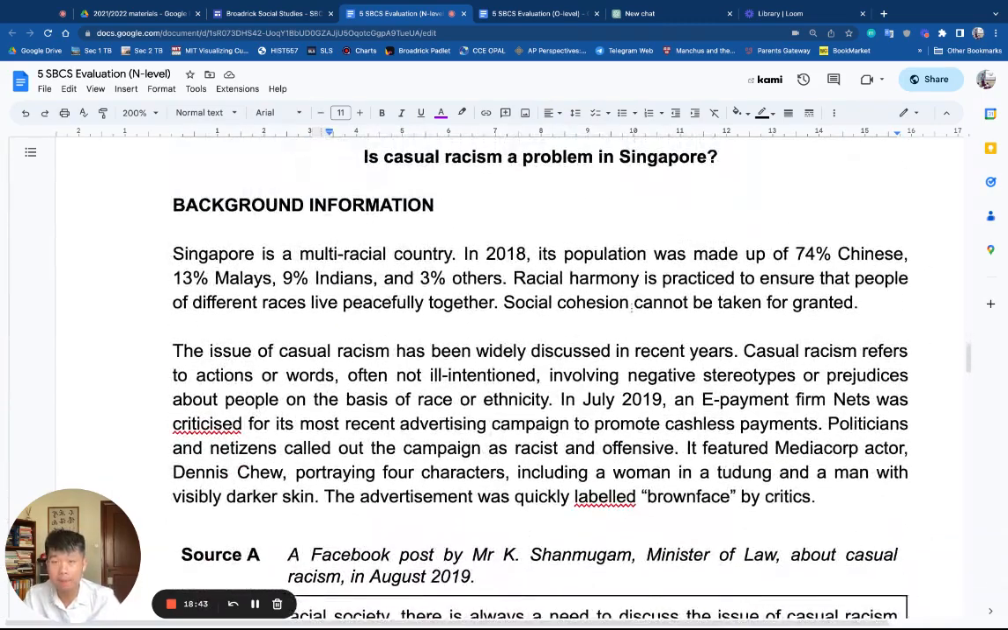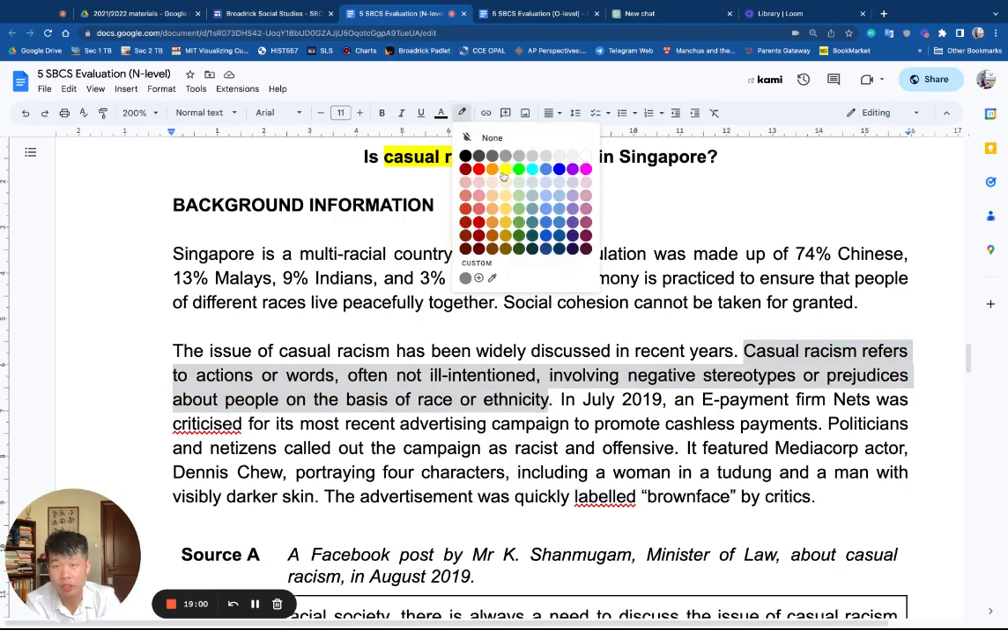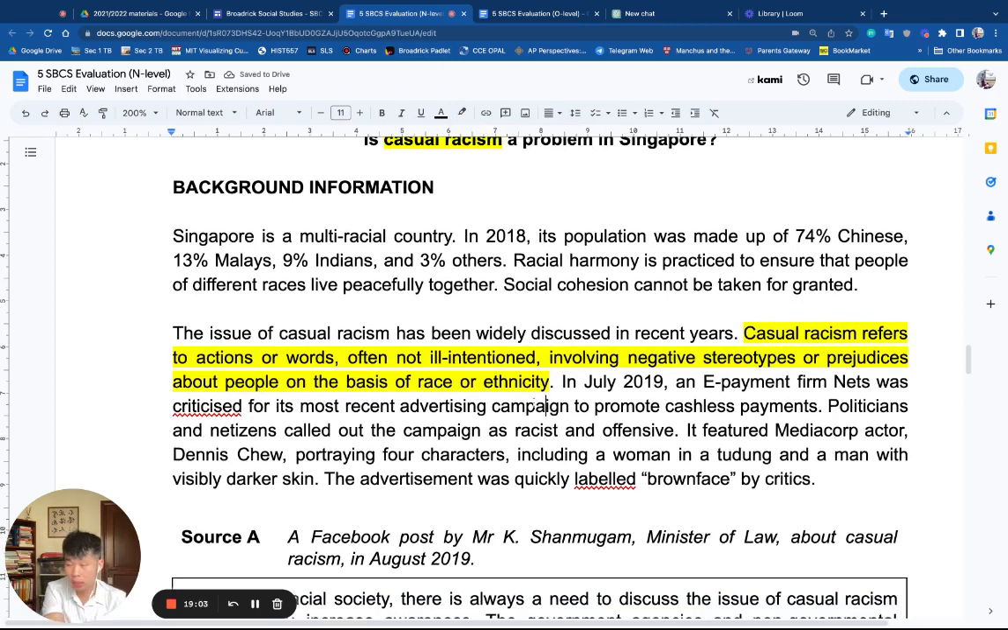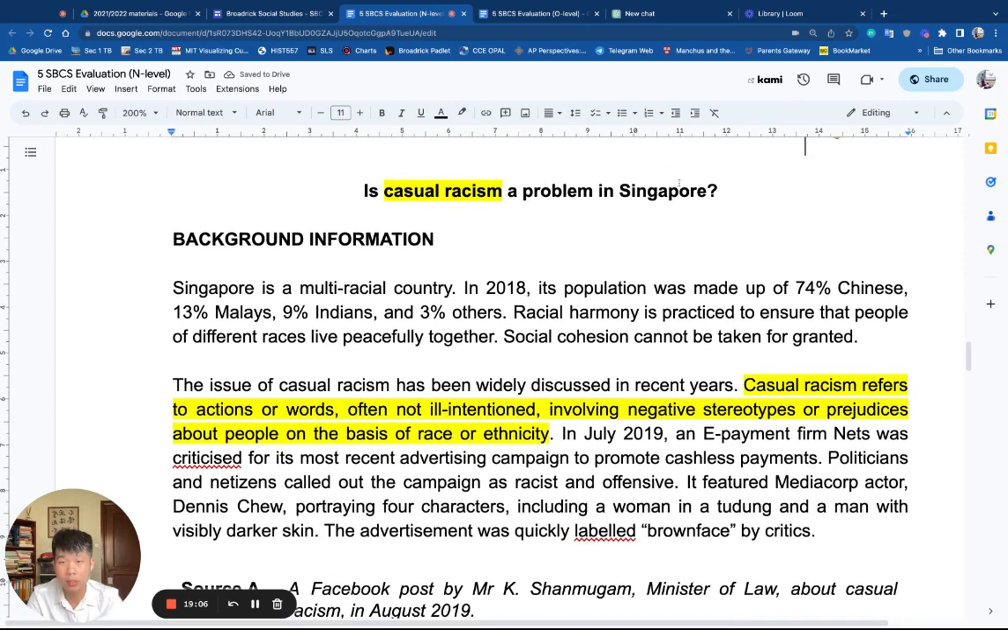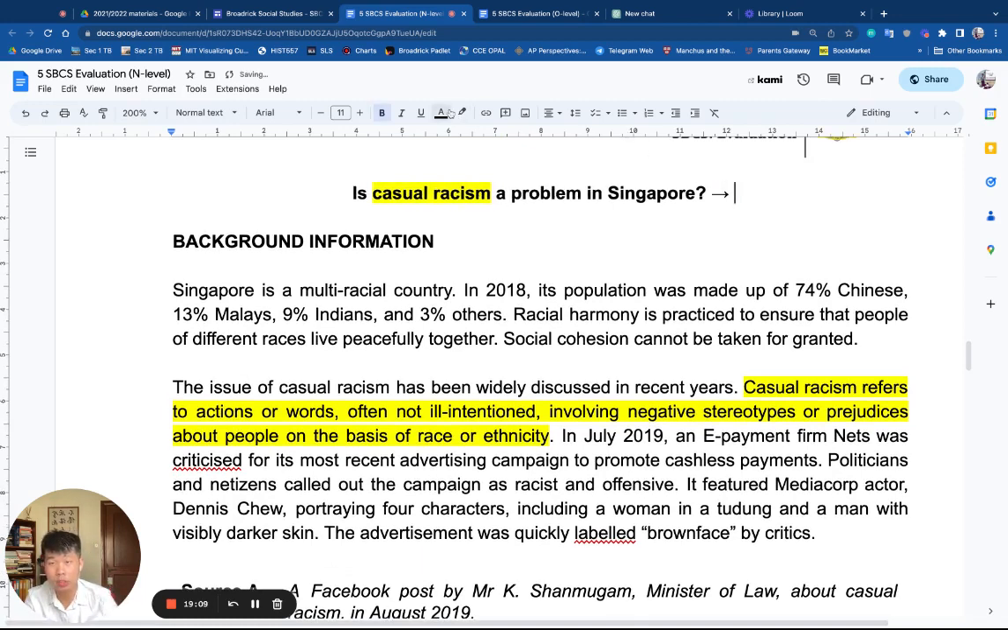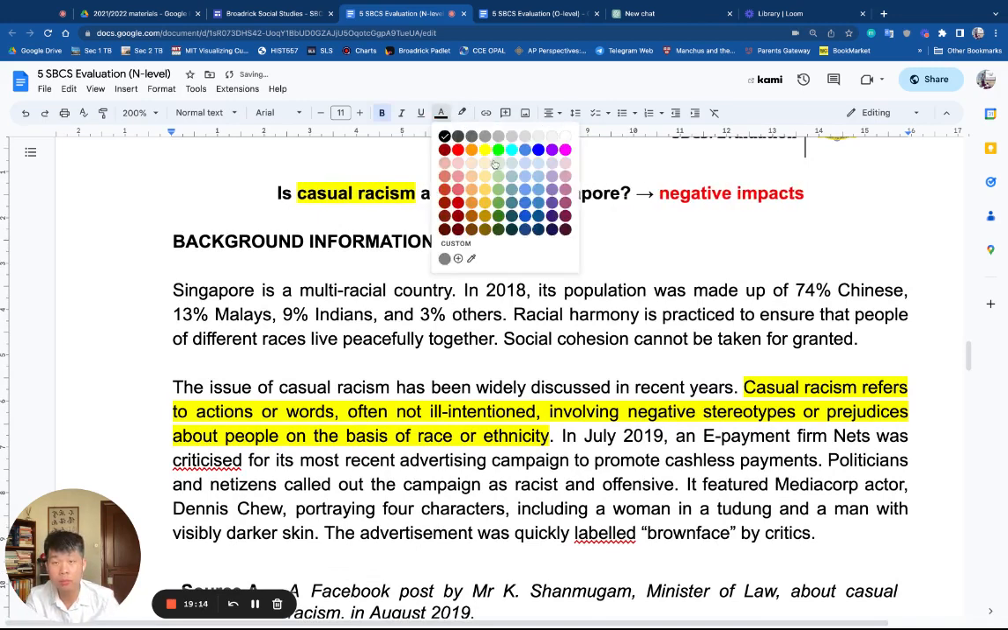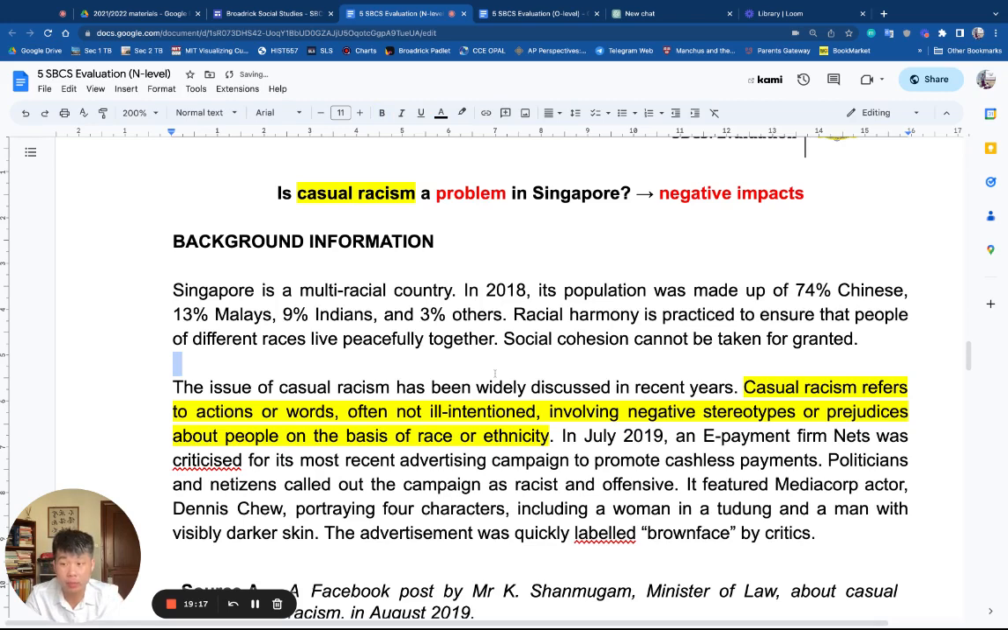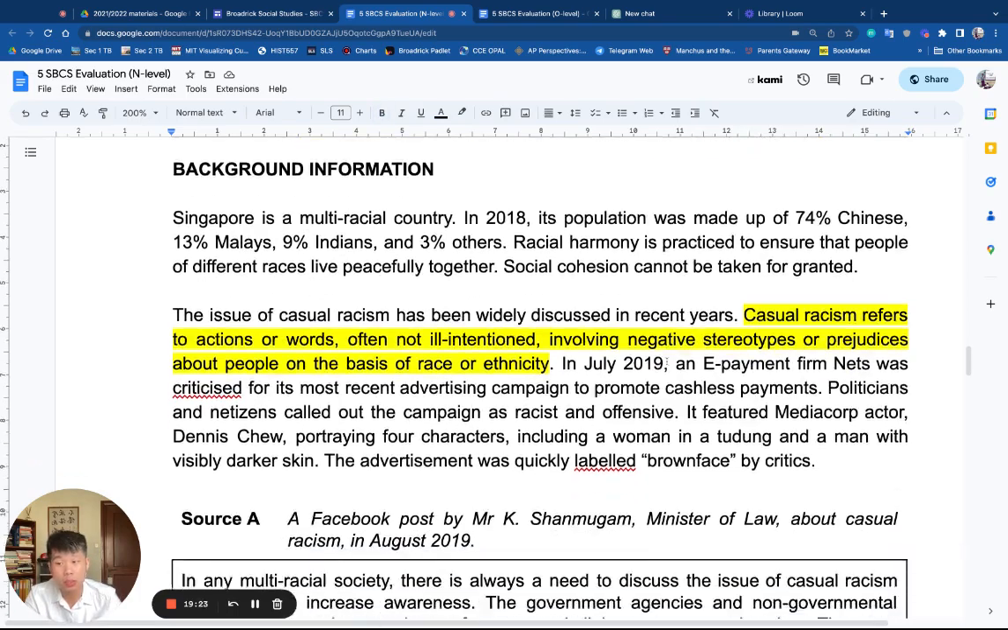So if we were to look at the sources and the background information, is casual racism a problem? When you think about this, you're like, what is casual racism? It's negative stereotypes and prejudice that's said every day. It's criticized, right? Is it a problem? In other words, when we analyze this question, what are the negative impacts? The idea of problem should lead you to think about the idea of negative impacts. What are the negative impacts of casual racism? And this is how you would explain the assertion as well.